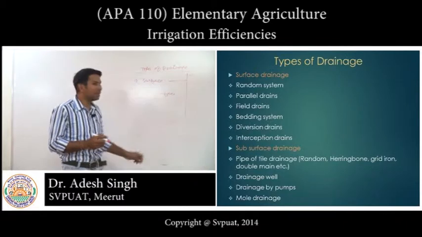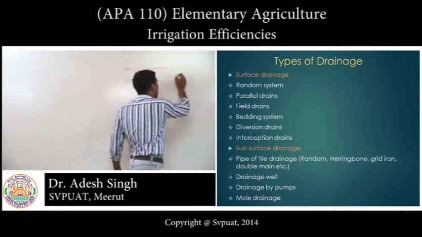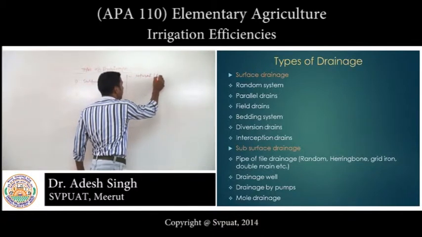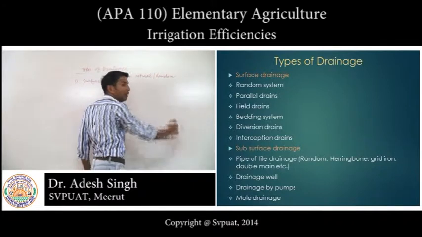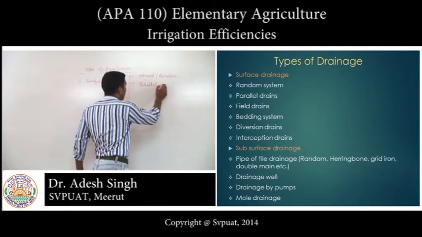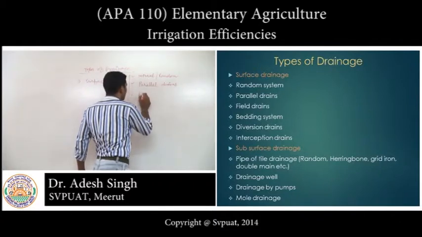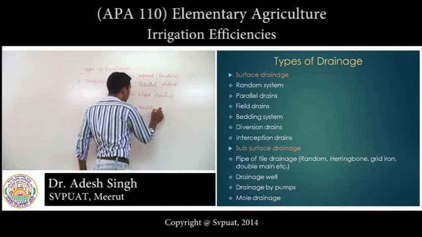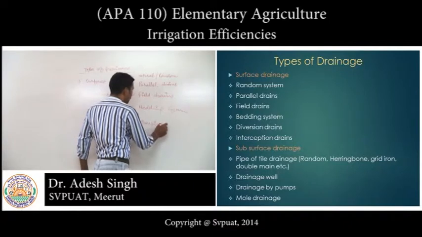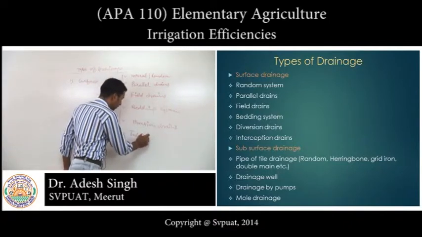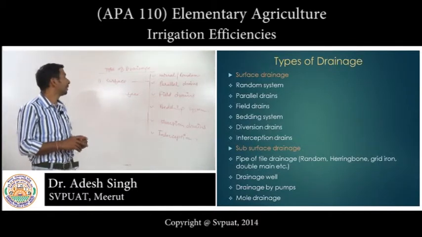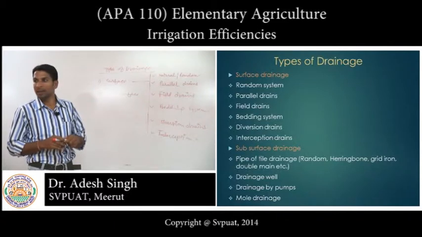So in a surface drainage system there are various subtypes. One is the natural or random. So these are certain types of the surface drainage system.